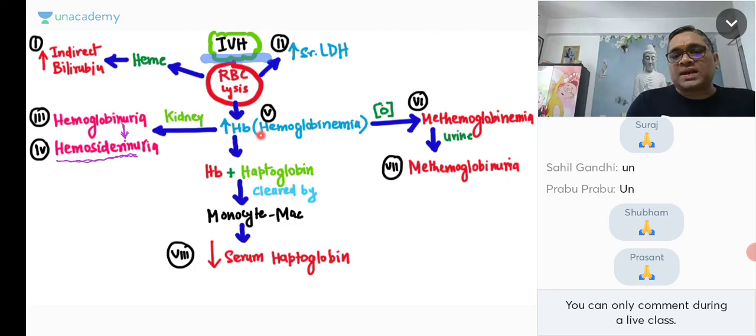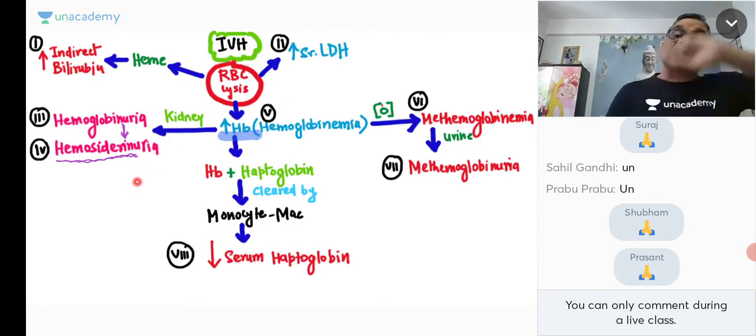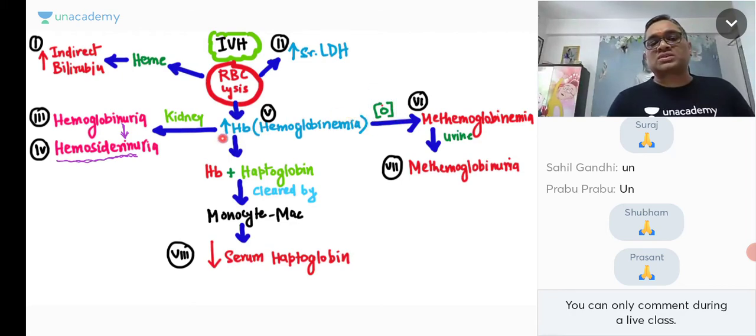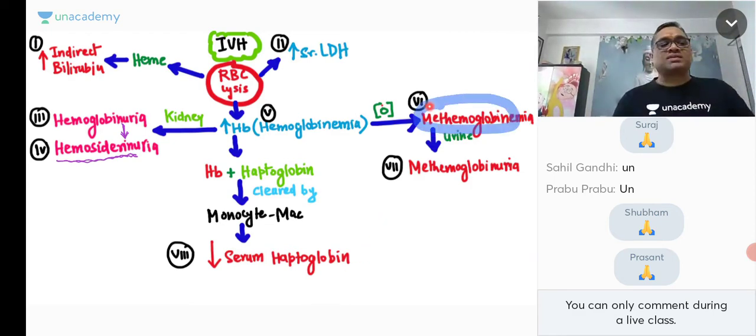Another important thing: as I said, hemoglobin is a toxin. So one mechanism is to remove it through the kidney, and the second mechanism is to get it oxidized. Now this toxic hemoglobin is getting oxidized to form methemoglobin. The excess hemoglobin which has come into the blood has been oxidized to form methemoglobin, and this condition is called methemoglobinemia.